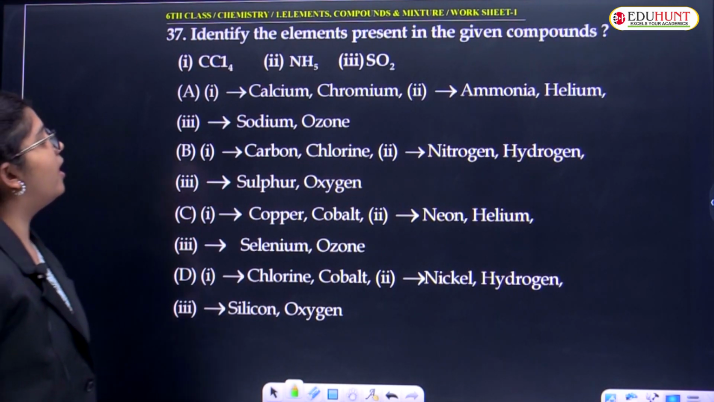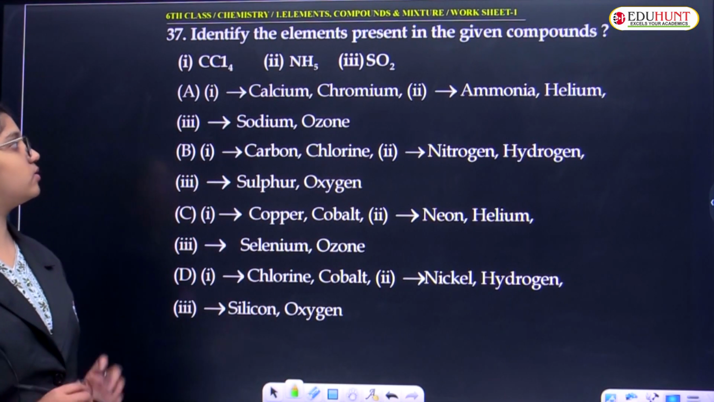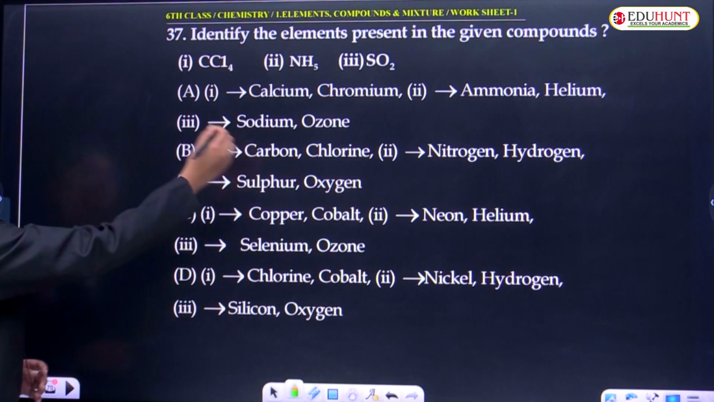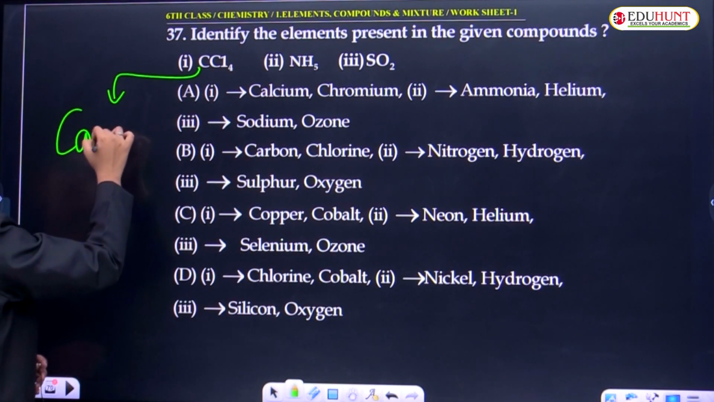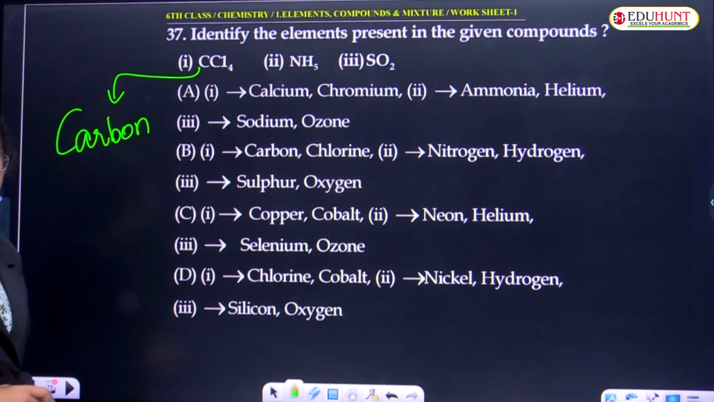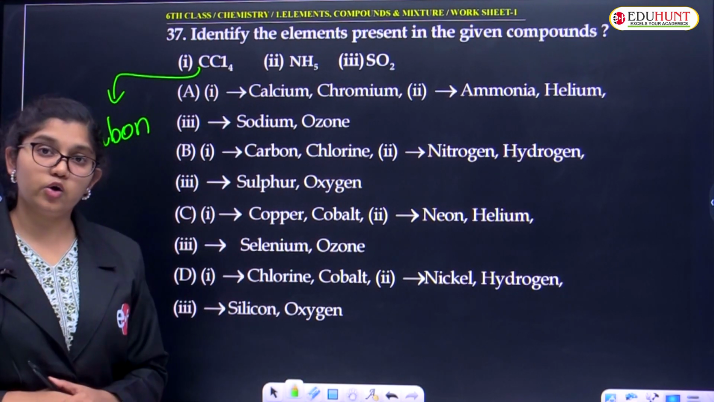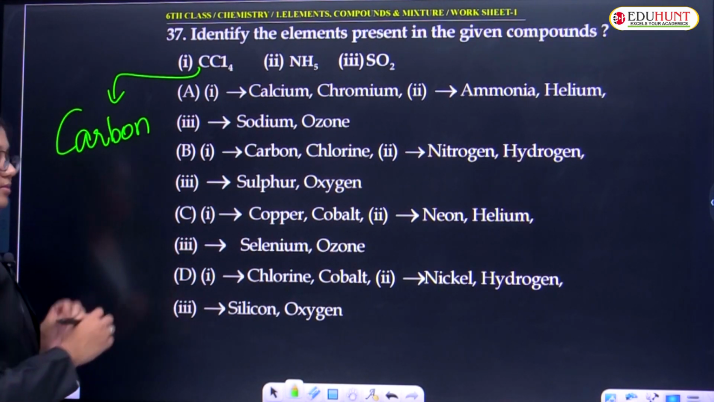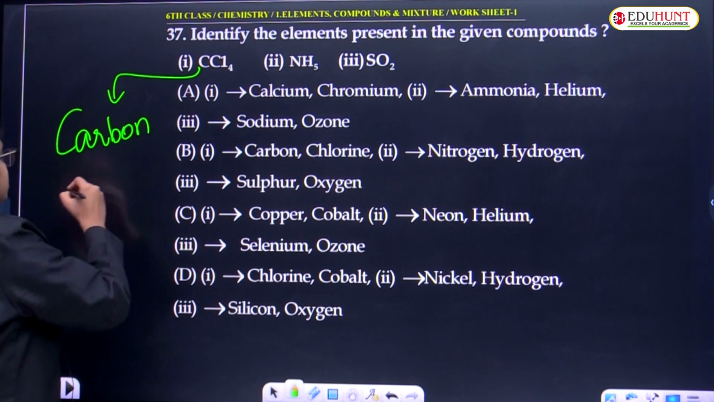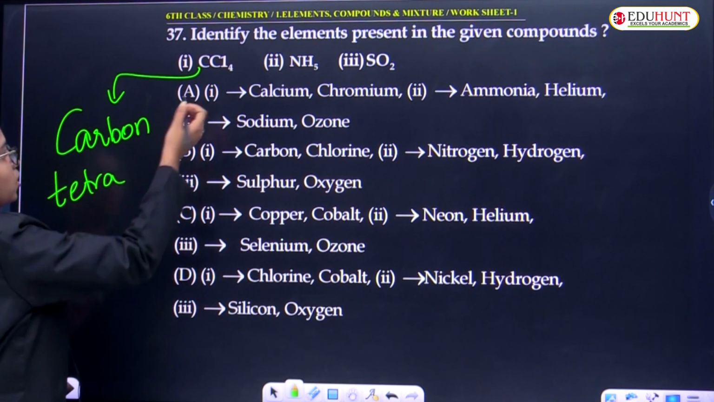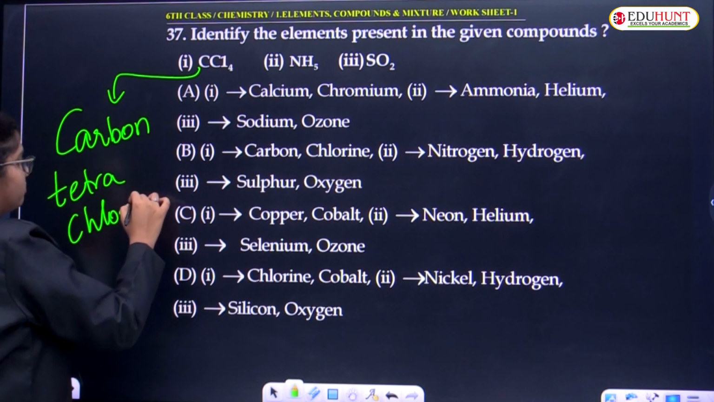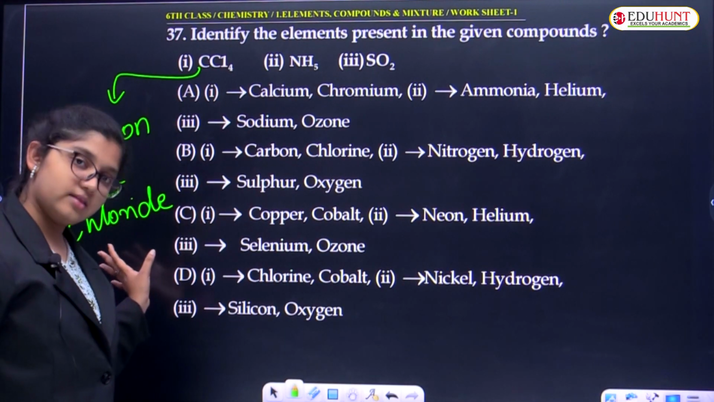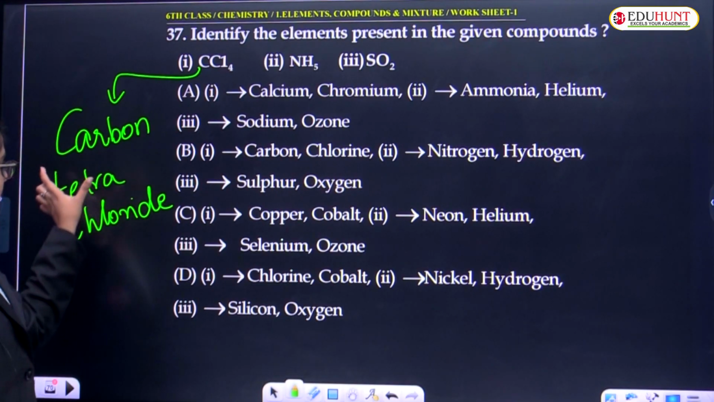Question number 37. Identify the elements present in the given compounds. What is CCl4? C stands for carbon, and Cl means chlorine. How many chlorines are there? 4. 4 in chemistry is called tetra. Mono, di, tri, tetra. So the name CCl4 is carbon tetrachloride.